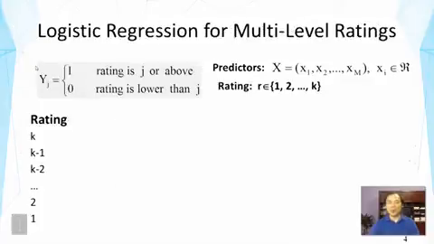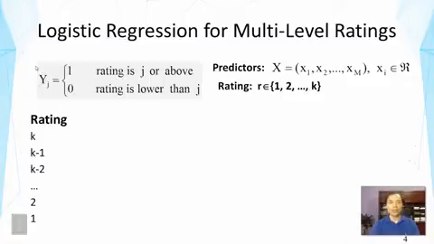What if we have multiple categories, multiple levels? Well, we can actually use such a binary logistic regression program to solve this multi-level rating prediction. And the idea is we can introduce multiple binary classifiers. And in each case, we ask the classifier to predict whether the rating is J or above, or the rating is lower than J. So when Y sub J is equal to 1, it means the rating is J or above. When it's 0, that means the rating is lower than J.